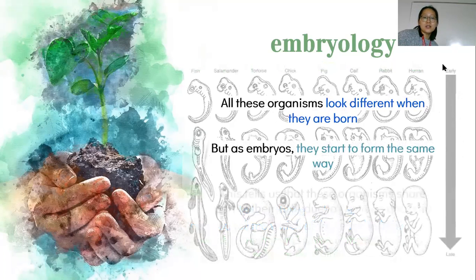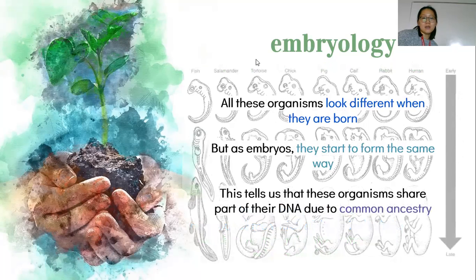So when we actually look at them, you can see in the background we have the fish, salamander, tortoise, chick, pig, calf, rabbit, human. Early in development, they all look really, really similar. But when they're born, they all look pretty different, right? We know that. A baby human looks really different from a freshly hatched tortoise.